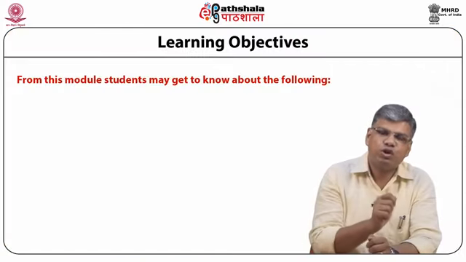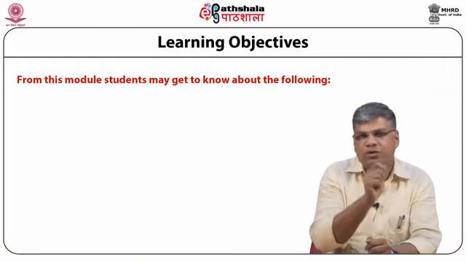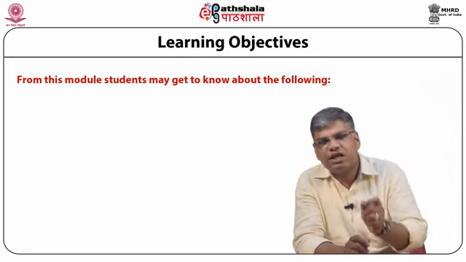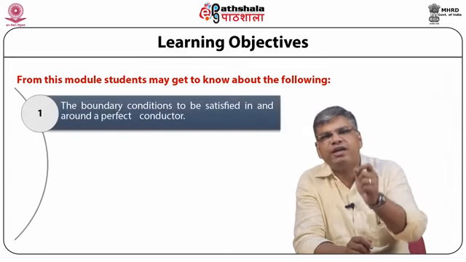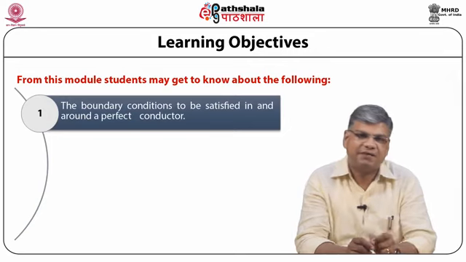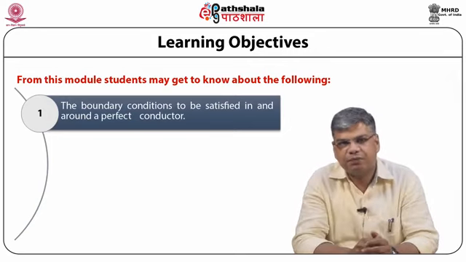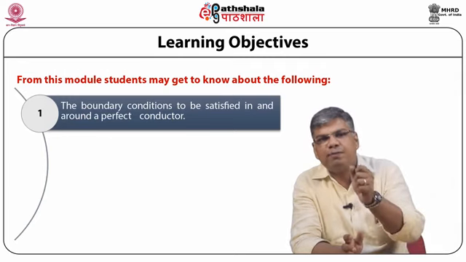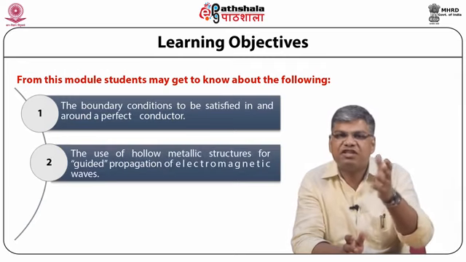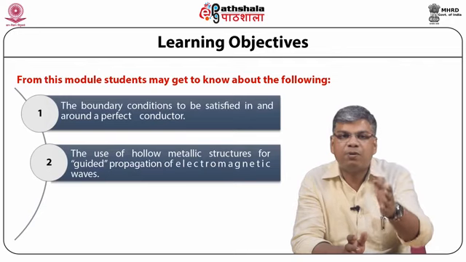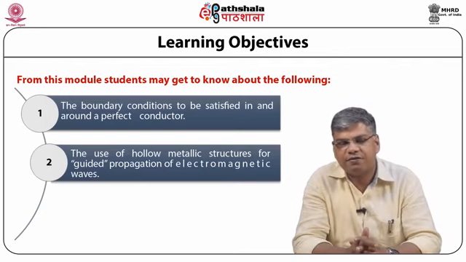Today, we are going to discuss the module Waveguides and Cavities from the paper Electromagnetic Theory. From this module, you will get to know about the following. Firstly, you will get to know about the boundary conditions that need to be satisfied in and around a perfect conductor. Then you learn about the use of hollow metallic structures for guided propagation of electromagnetic waves.